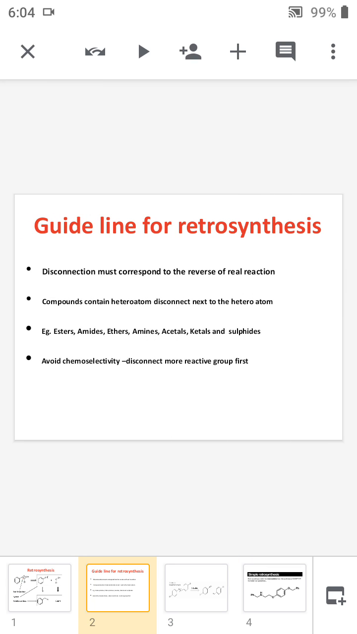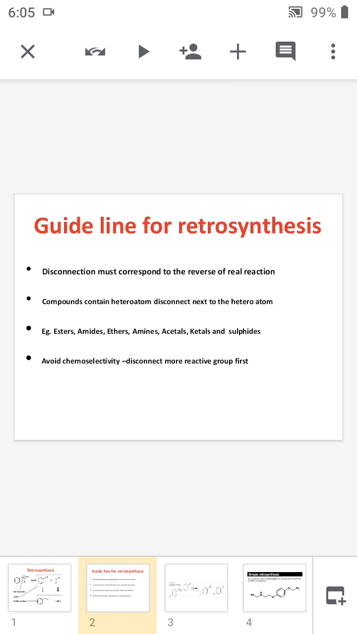Now we are moving into the third guideline. Before that, for the heteroatom, there are a lot of examples: esters, amides, ethers, amines, acetals, ketals and sulfides. Now we are moving into the third point. That means we have to avoid chemoselectivity problems. That means we have to disconnect the more reactive group first. We have already discussed chemoselectivity.